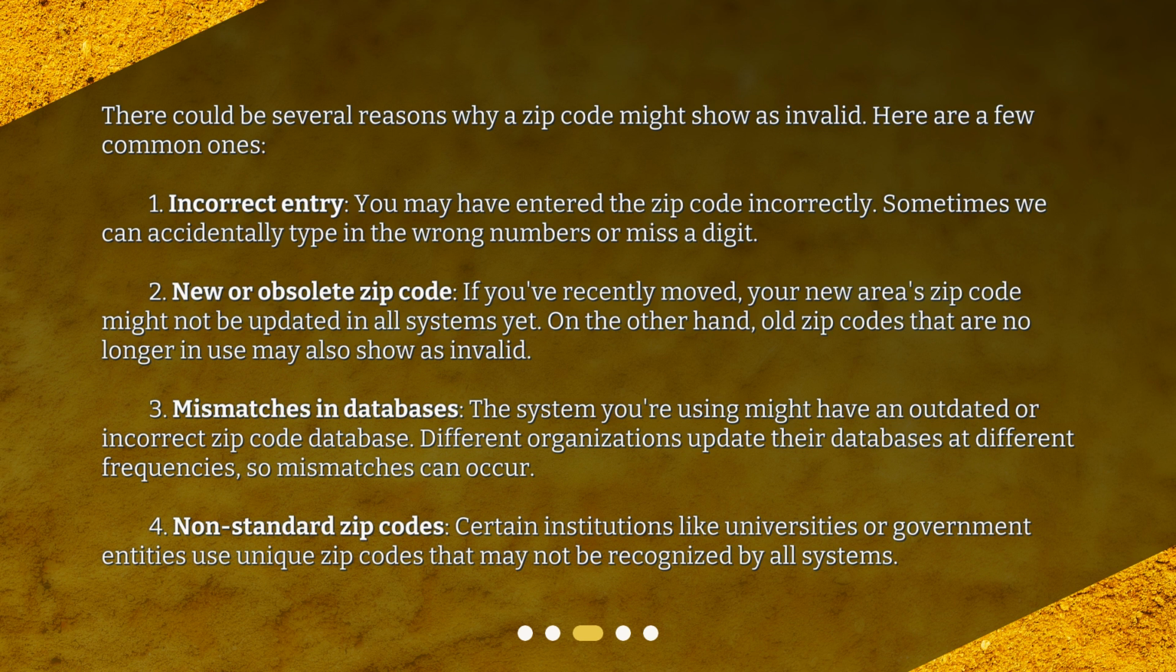2. New or obsolete zip code. If you've recently moved, your new area's zip code might not be updated in all systems yet. On the other hand, old zip codes that are no longer in use may also show as invalid. 3. Mismatches in databases. The system you're using might have an outdated or incorrect zip code database. Different organizations update their databases at different frequencies, so mismatches can occur. 4. Non-standard zip codes. Certain institutions like universities or government entities use unique zip codes that may not be recognized by all systems.